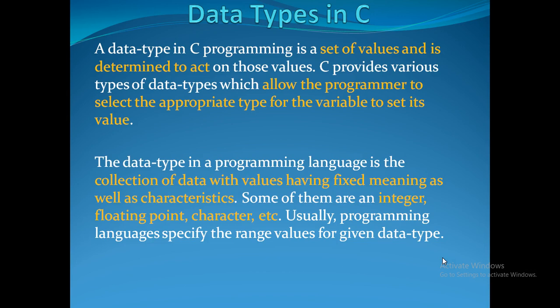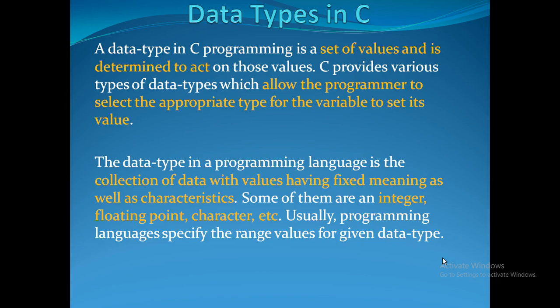C provides various types of data types which allow the programmers to select the appropriate type for the variables to set its values. Based on the requirements, based on the problems that we are getting while writing the program, we are using these data types to solve those problems.